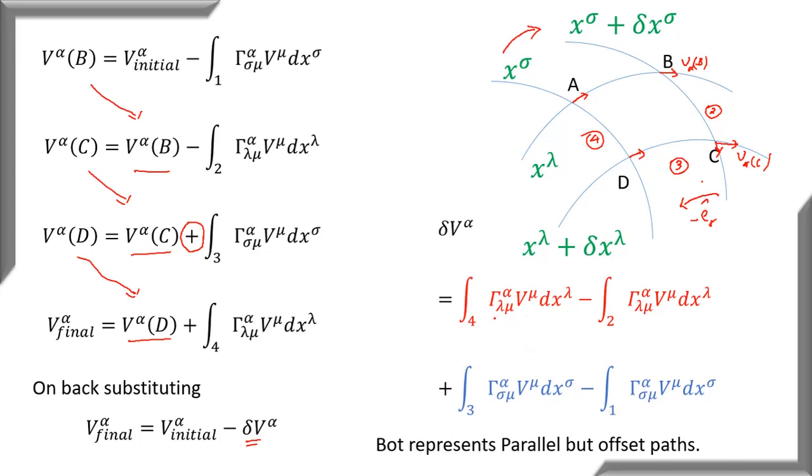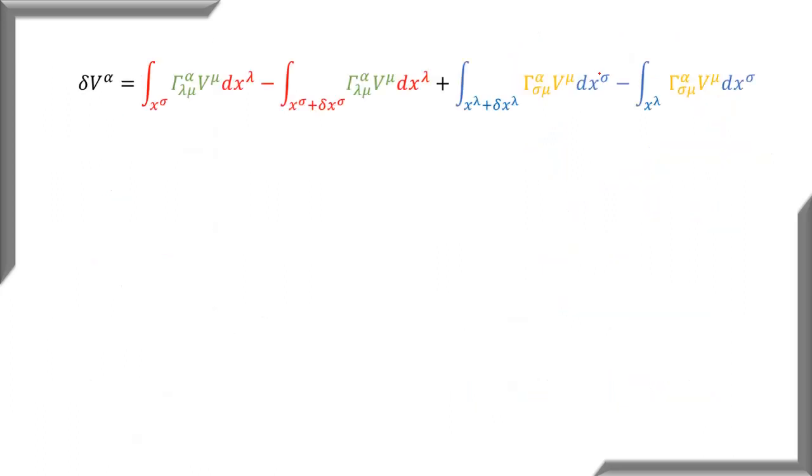You can see that the function in the integral over 4 and the integral over 2 are the same, and the function in the integral over 3 and the integral over 1 are the same, because they are just parallel paths. You can see that the second and the fourth paths are parallel, while the first and the third paths are parallel. They are parallel but offset paths. So the functions inside the integrals of the fourth and the second, as well as the first and the third, are the same.